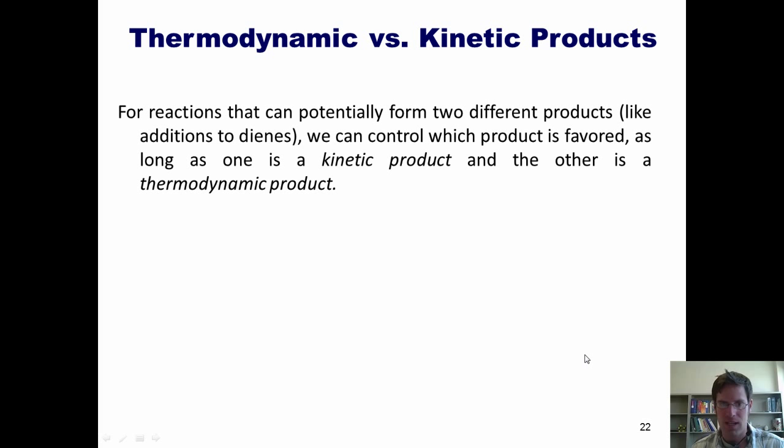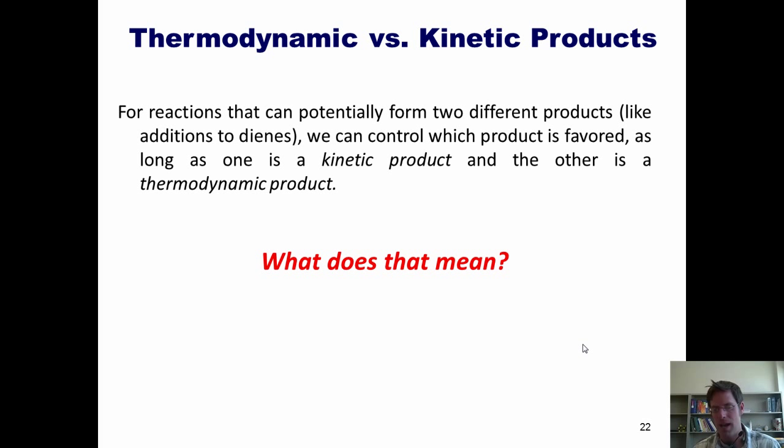For reactions that can potentially form two different products, like additions to dienes, we can control which product is favored as long as one is a kinetic product and the other is a thermodynamic product. So what does that mean? Let's give you some explanations followed by an example.